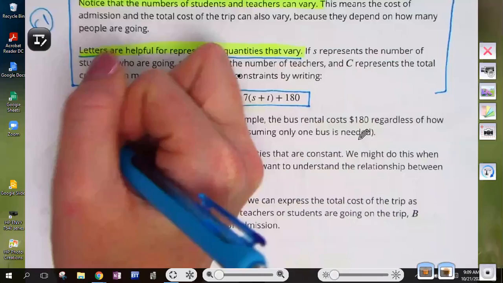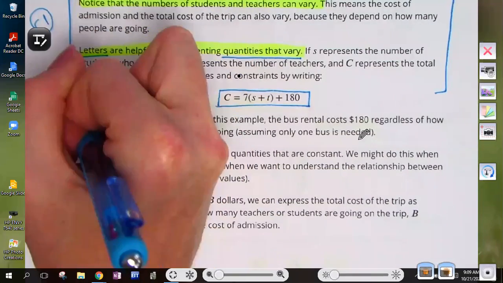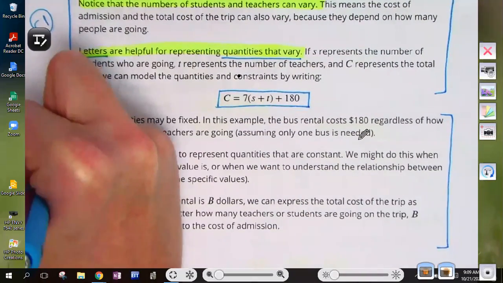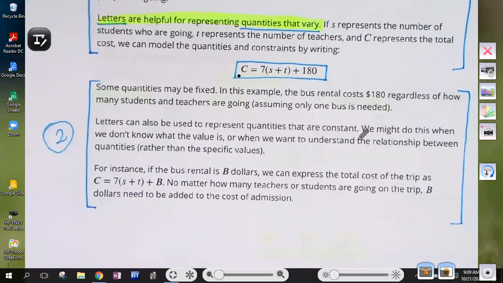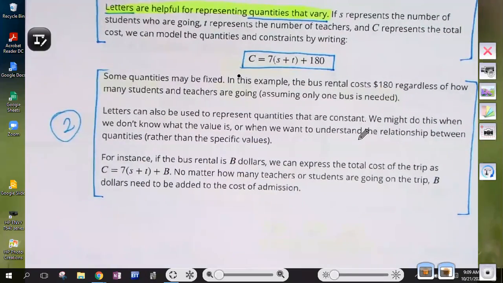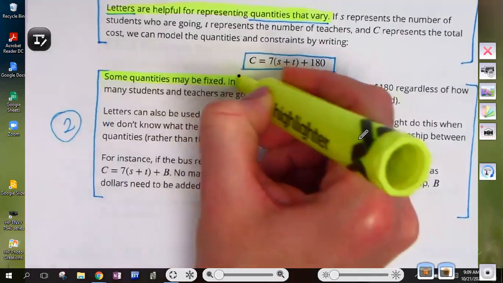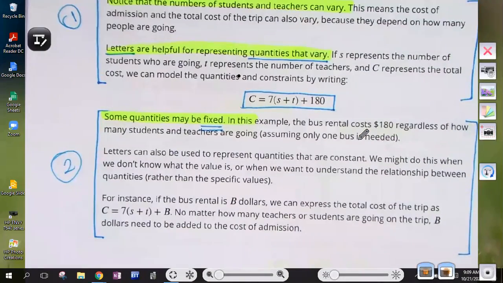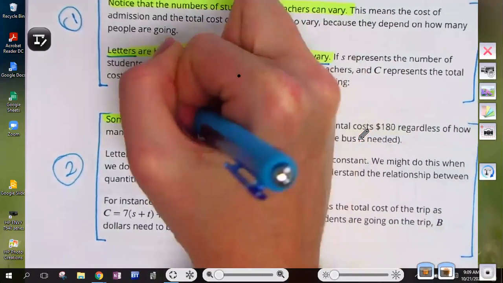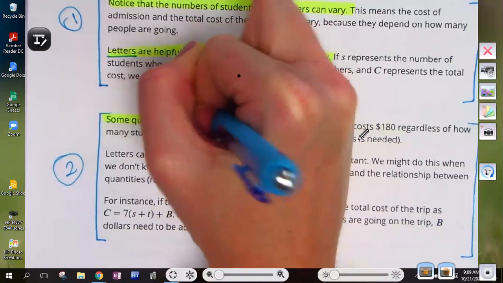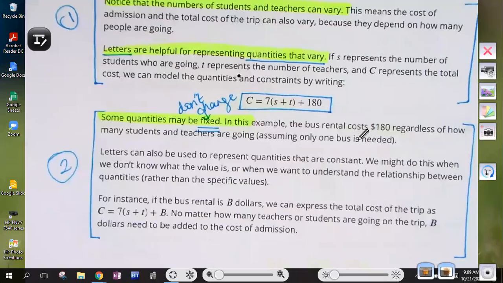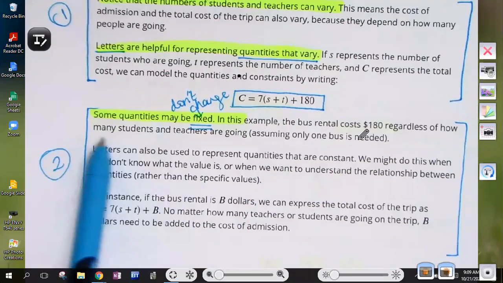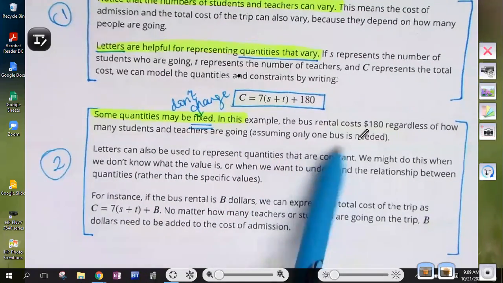Next two paragraphs, or next three paragraphs, I'm sorry. Put a little bracket. I'm putting a 2 beside this because this is a second way you can look at it. Some quantities may be fixed. Underline fixed. What do y'all think that means? They don't change, so write that. Fixed means don't change. In this example, the bus rental costs $180 regardless of how many students and teachers are going, assuming only one bus is needed.